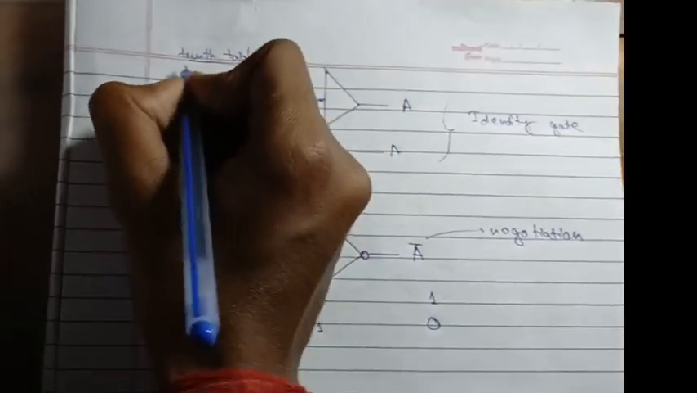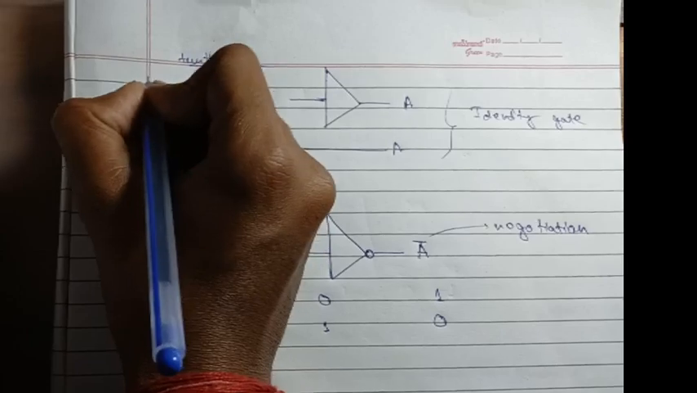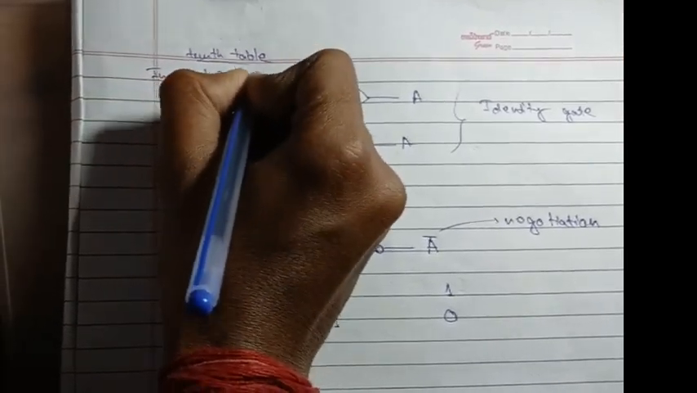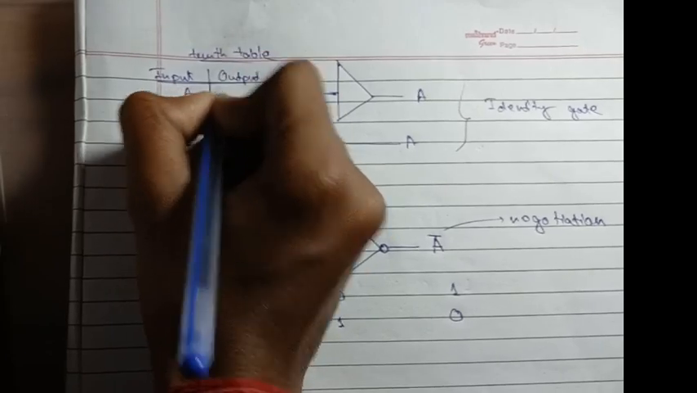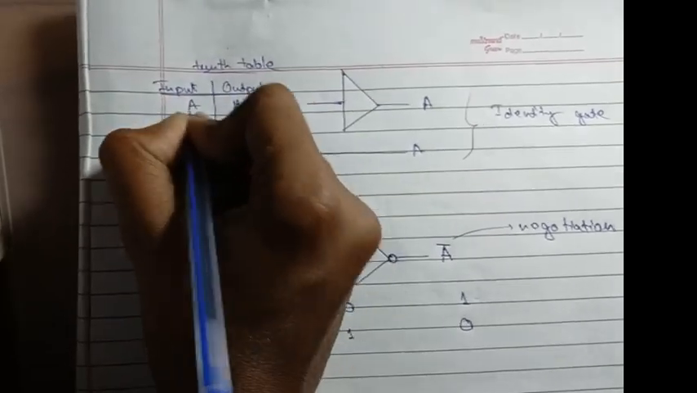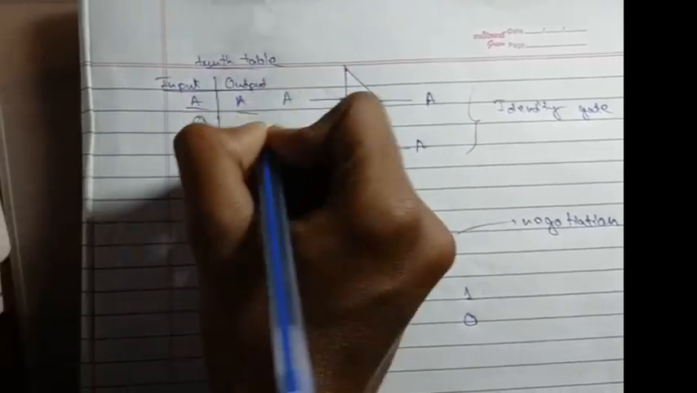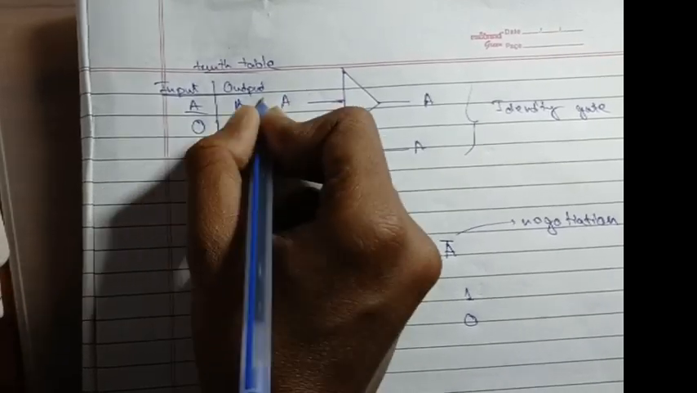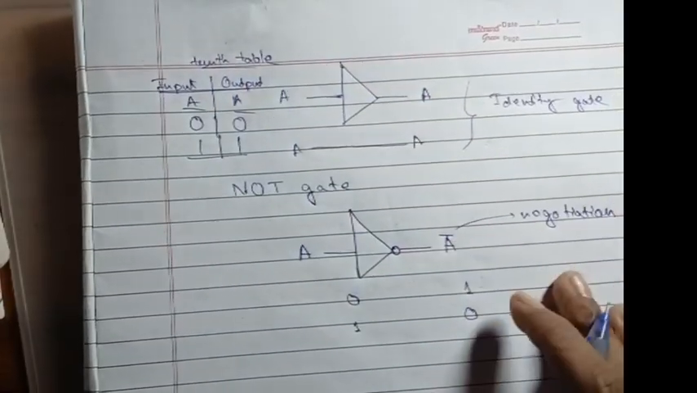So in the truth table, what we'll do, here we'll take input and here is output, which we commonly represent as A. If I give input as 0, I will get 0. If I give 1, I will get 1. This is the truth table for identity gate.